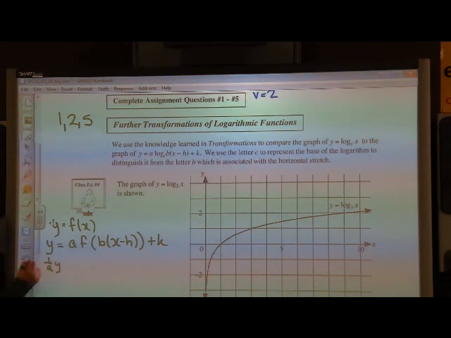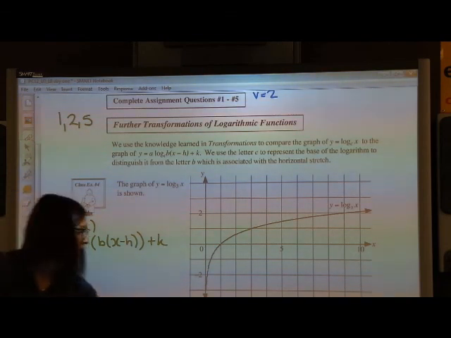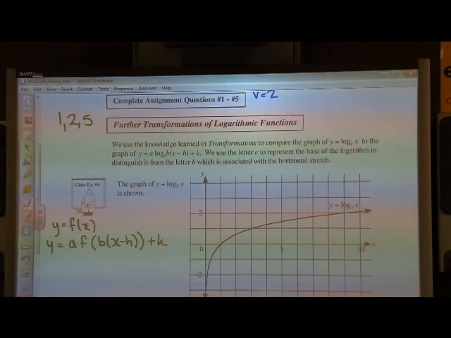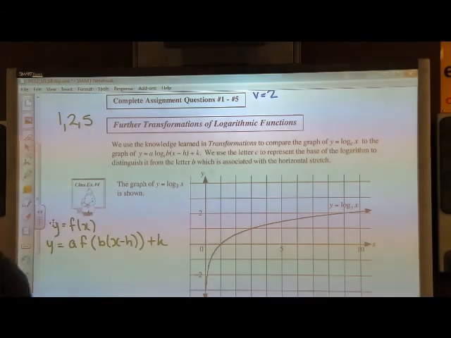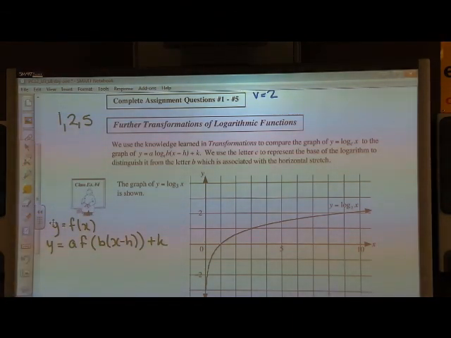And then what was b? 1 over b. And what kind of a stretch factor was that? Horizontal. And if the values of a and b were negative, what did that do to the graph? Reflection. Okay.